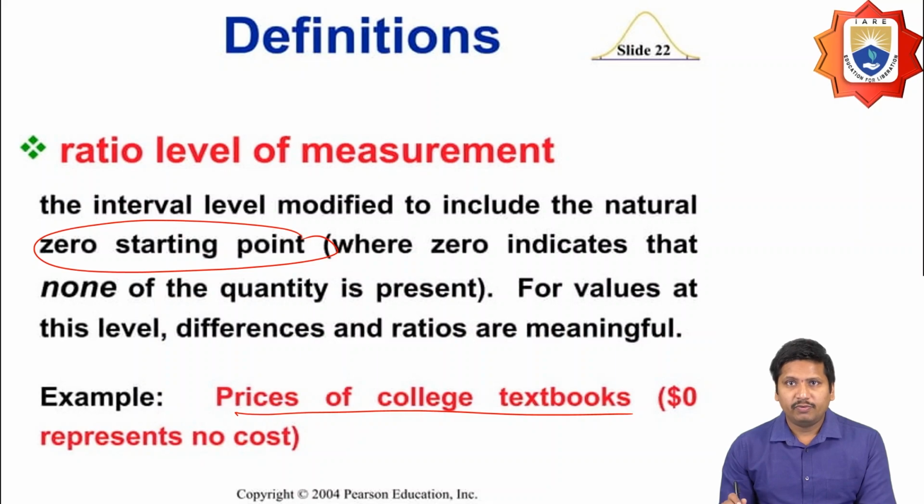So the ratio level of measurement is similar to the interval level, where a slight modification is made to include a zero starting point. Here, zero indicates none of the quantity. An example is the price of college textbooks, like this.